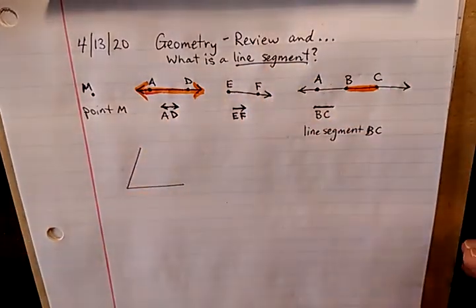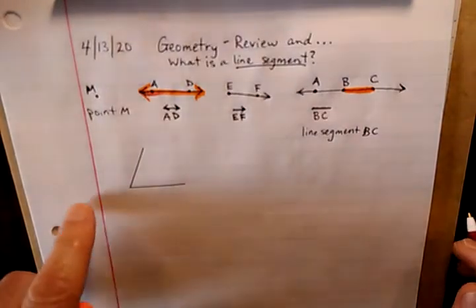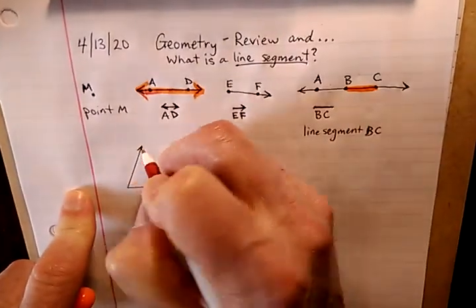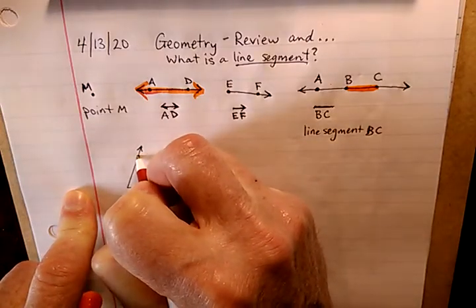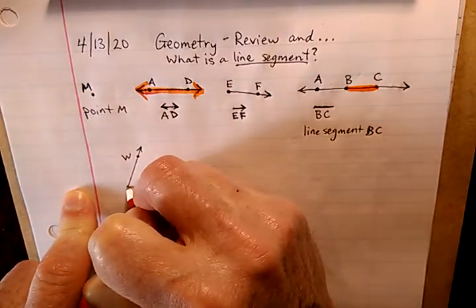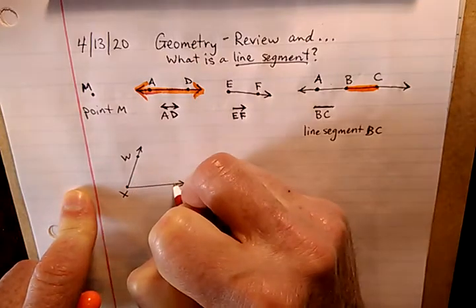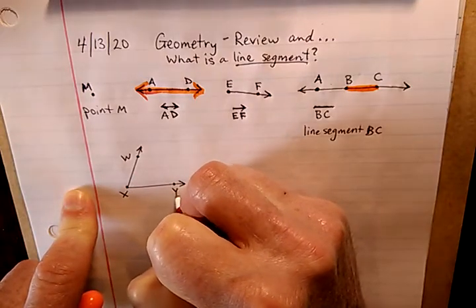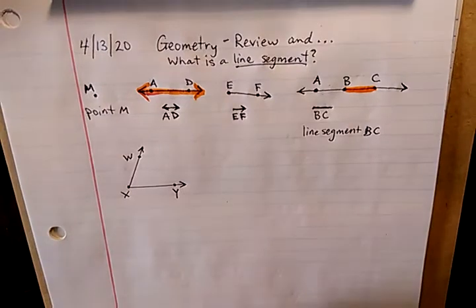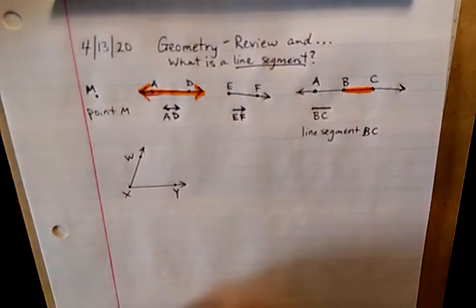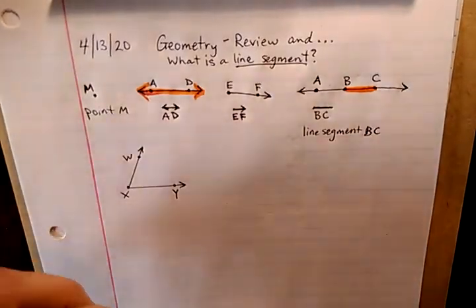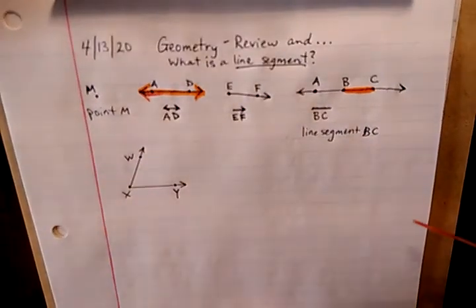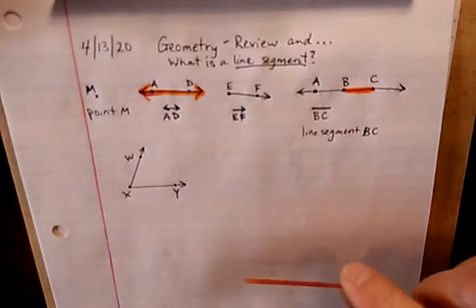Okay, so if we have an angle and we want to talk about the measure of that angle, let's say this is angle WXY, angle WXY. If we want to talk about the measure of that angle, what we're talking about, as I've taught you before, is not a straight measurement with a ruler, but a rotation.